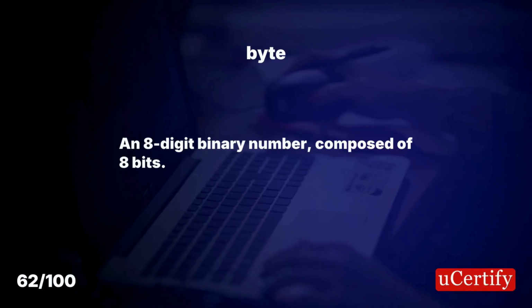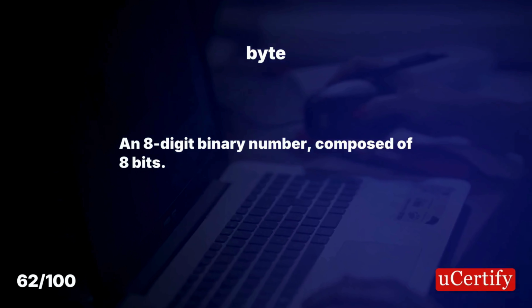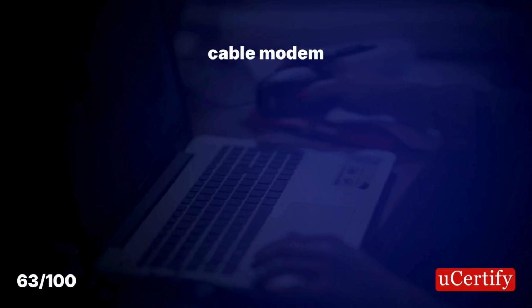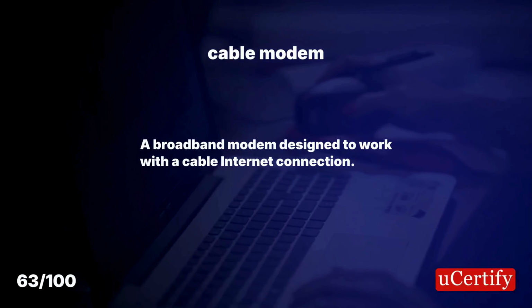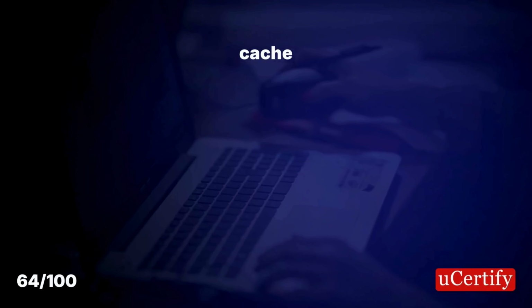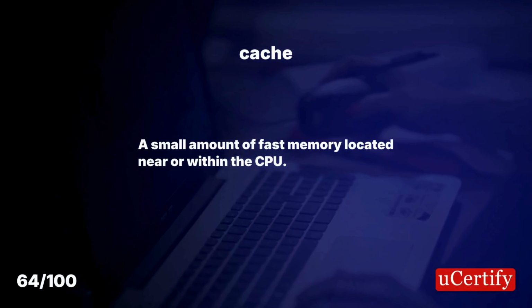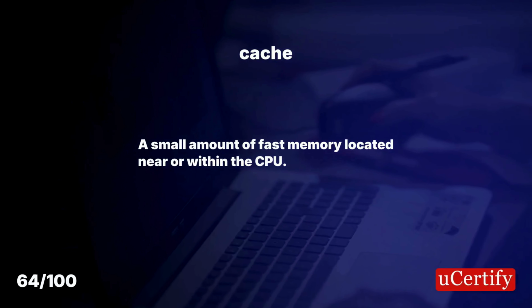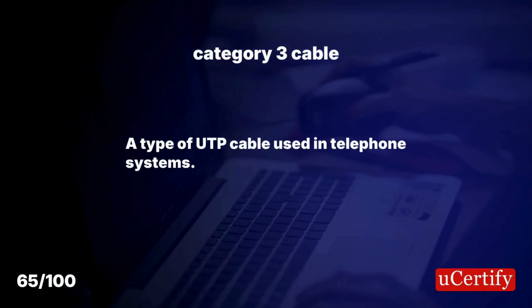Term: byte. Definition: an 8-digit binary number composed of 8 bits. Term: cable modem. Definition: a broadband modem designed to work with a cable internet connection. Term: cache. Definition: a small amount of fast memory located near or within the CPU. Term: Category 3 cable. Definition: a type of UTP cable used in telephone systems.